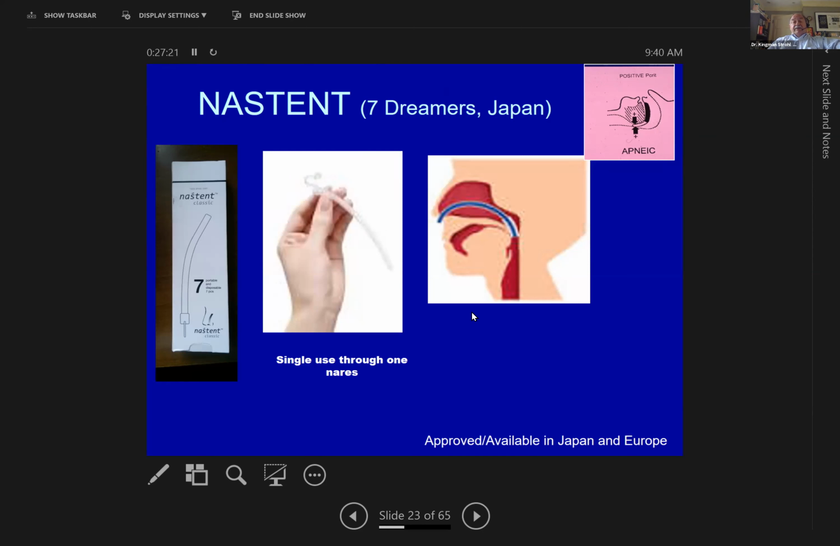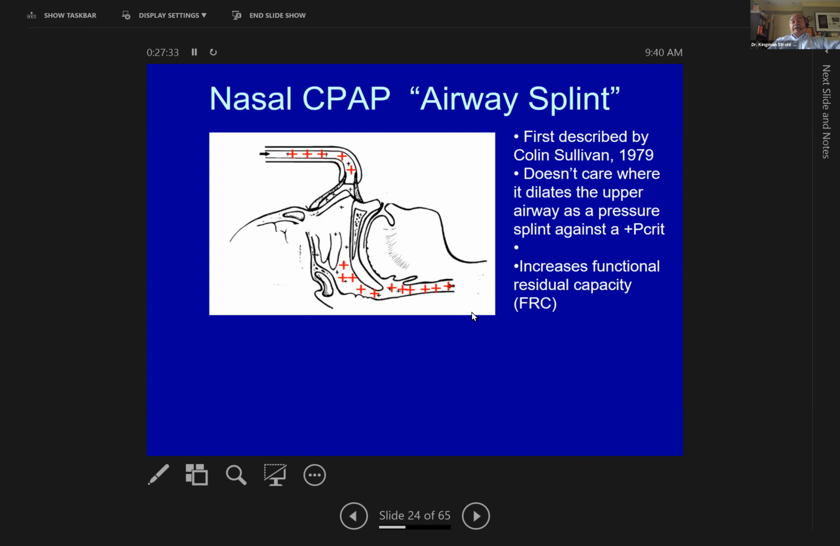Nasal CPAP acts as an airway splint. Positive pressure counteracts this negative pressure. It doesn't care where the airway closes. It just opens it. It also increases functional residual capacity, which increases your oxygen stores and decreases your loop gain. But its major effect is because it's an airway splint.